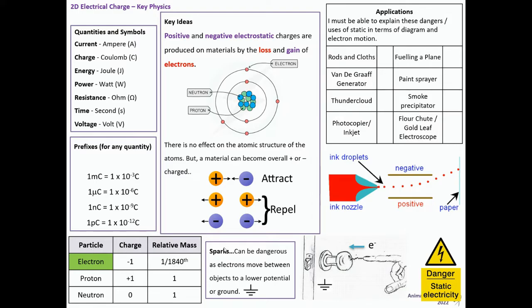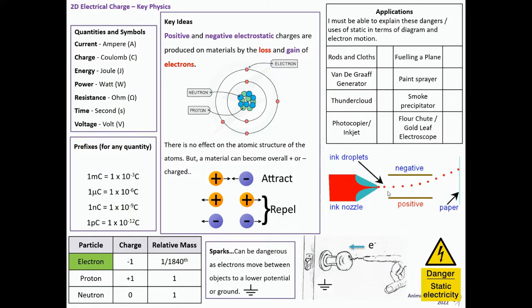We need to know the ideas about how sparks can be dangerous as electrons move between objects to a lower potential or ground. So it might be like, you touch a doorknob and electrons can transfer to ground, or it could be the other way around for the charges. We need to know about a whole series of applications. So rods and cloths, rubbing rods and cloths and how the charges move, Van de Graaff generator, thunder clouds, sparking from the cloud down, or vice versa.